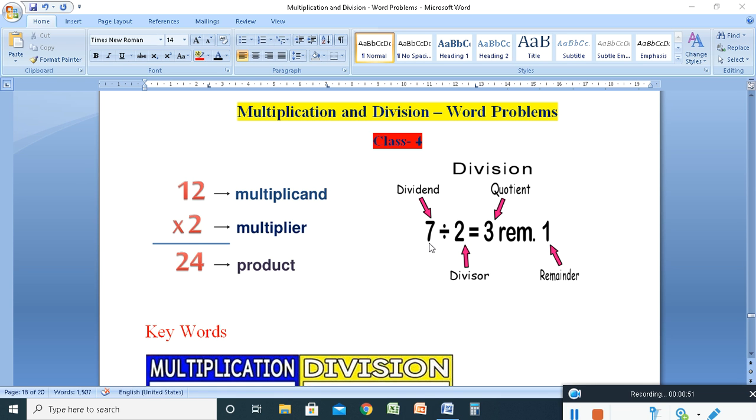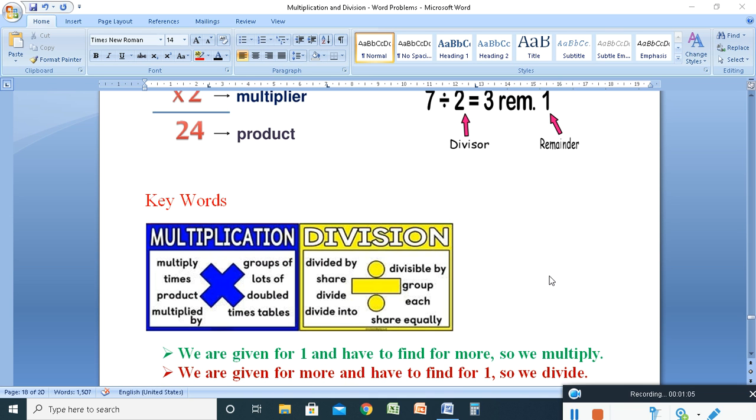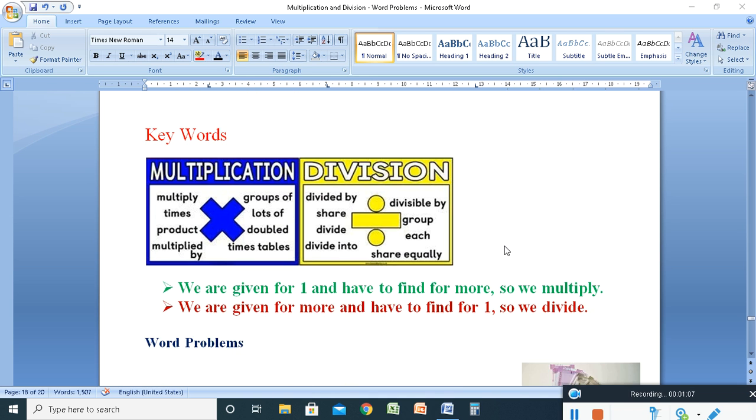The first number is called the dividend and the second number is called the divisor. And the answer we got is the quotient, and the leftover number is called the remainder. And let me show the keywords in the word problem of multiplication and division.